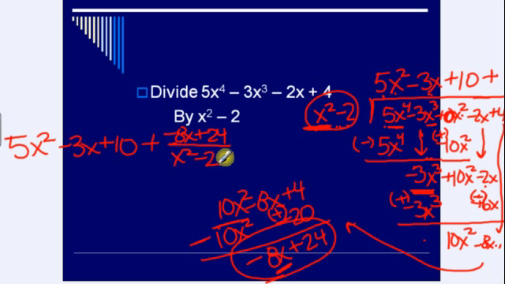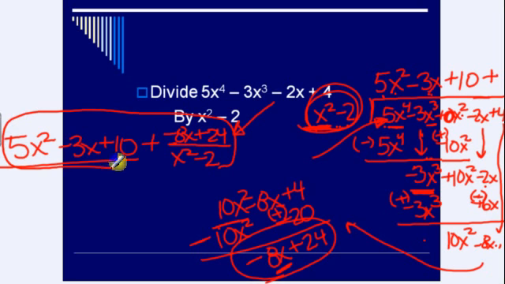Now, if you want to check your work, the way we could check it is to take this, multiply it by what I'm dividing by, and then add back in the remainder, and it should equal the polynomial I started with. Make sure you write your complete answer, including the remainder, and there it is.